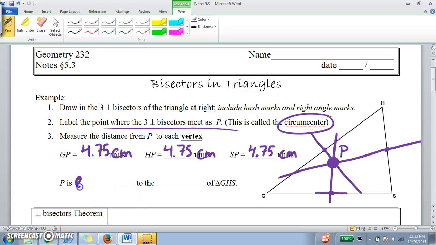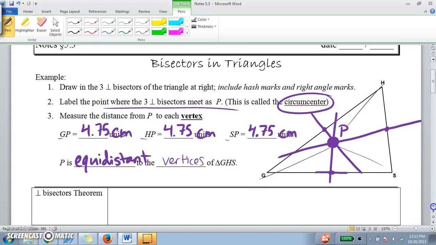So P is, since it's the same distance away, we call that equidistant. So P is equidistant to the vertices. So G, H, and S are called the vertices of the triangle. So P is equidistant to all three vertices or all three corners of this triangle.